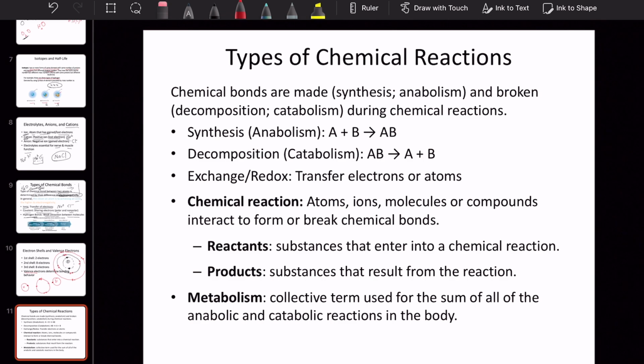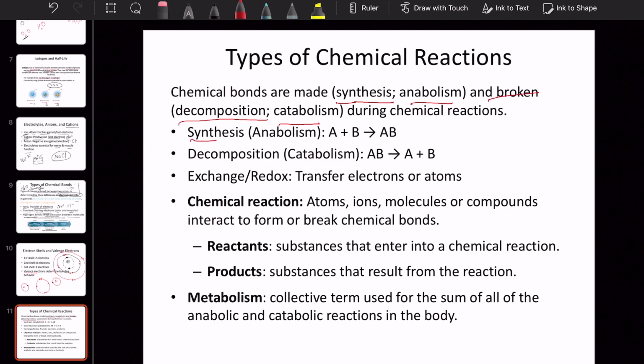Chemical bonds are made, which is synthetic, called anabolism. Making something, making a new thing, making a new protein, that is a synthetic or anabolic reaction. Broken is decomposition or catabolism. That means breaking down something. So when you eat a carbohydrate this morning, it has to be broken down to make energy.